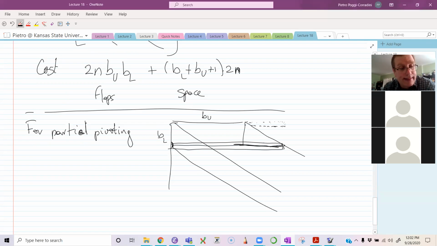Right? But that's okay. So you're still banded. So U is still going to be banded, but it will have upper bandwidth BL plus BU. So not the same bandwidth as before, but it's still banded.